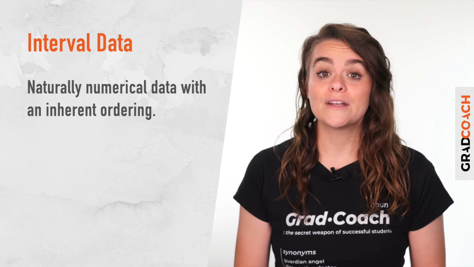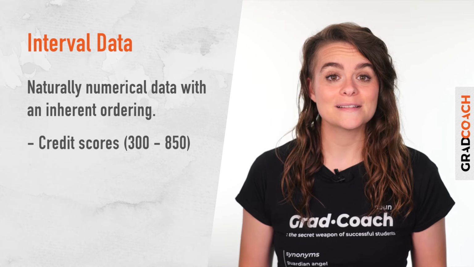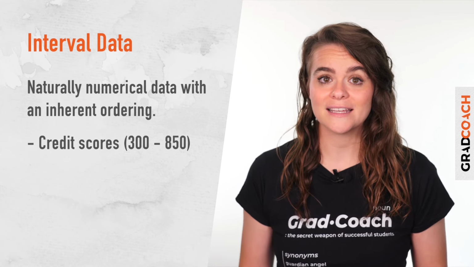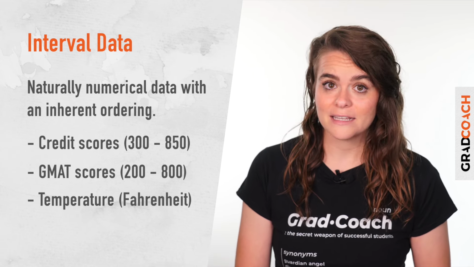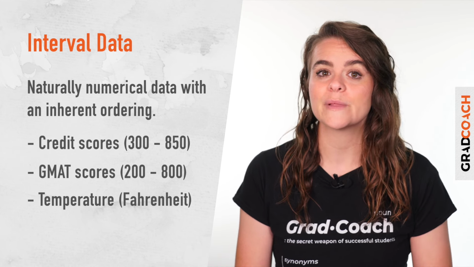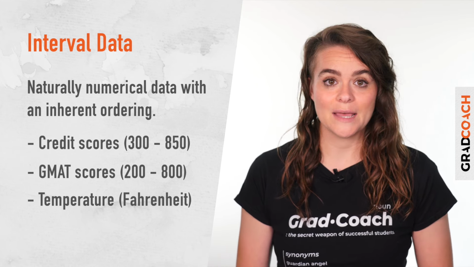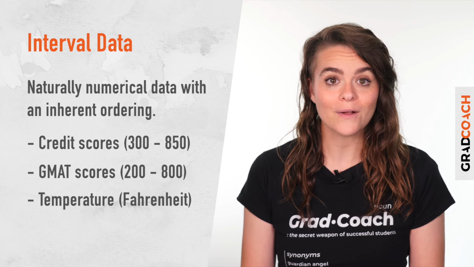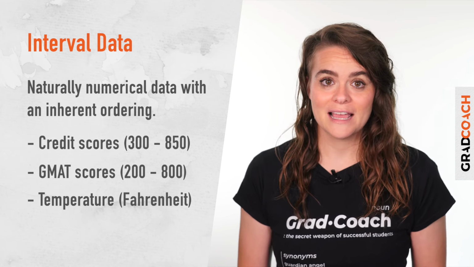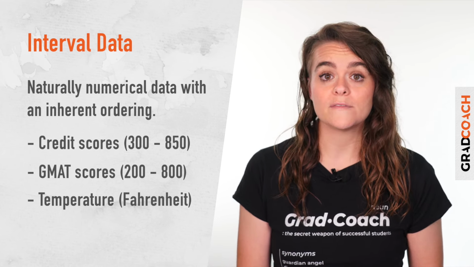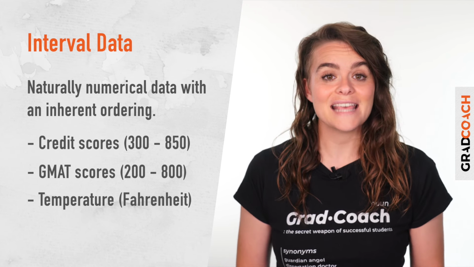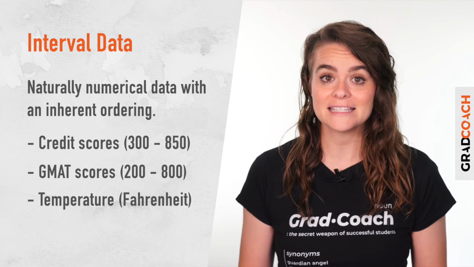Some examples of interval level data include credit scores, which range from 300 to 850. GMAT scores, which range from 200 to 800. The temperature in Fahrenheit. The Fahrenheit bit is important though, and I'll explain why a little later. Notably, in all of these examples, the data points are naturally numerical. They're always expressed in numbers, and the spaces between measurements are equal. For example, the difference between a credit score of 610 and 620 is the same as the difference between 650 and 660, 10 points.